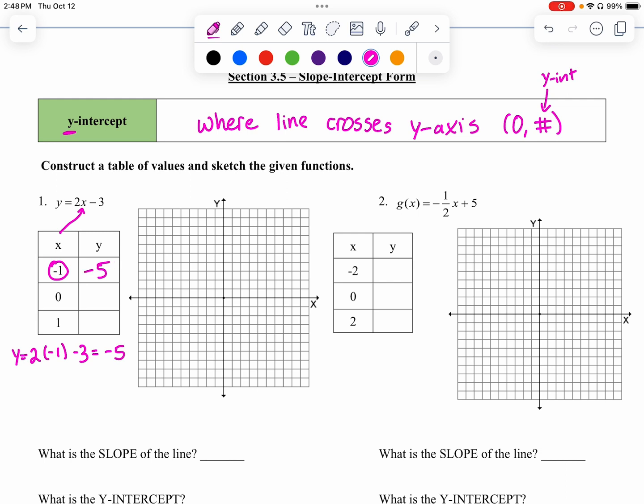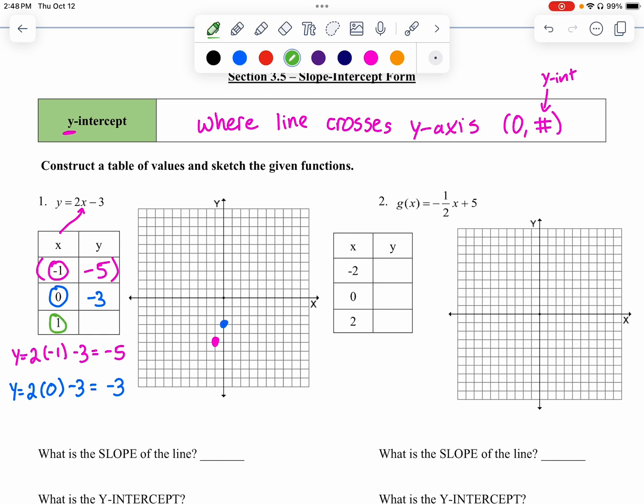So negative 2 minus 3 is negative 5. What that tells me is one point is negative 1, negative 5. So I could graph negative 1 in the x direction, negative 5 in the y direction, and that is that point. Then I'm going to take the next x value, 0, and plug it in: 2 parentheses 0 minus 3. So 0 minus 3 is negative 3. That is the point 0, negative 3. I'm going to go to 0 on the x-axis, down 3 on the y-axis, put a point.